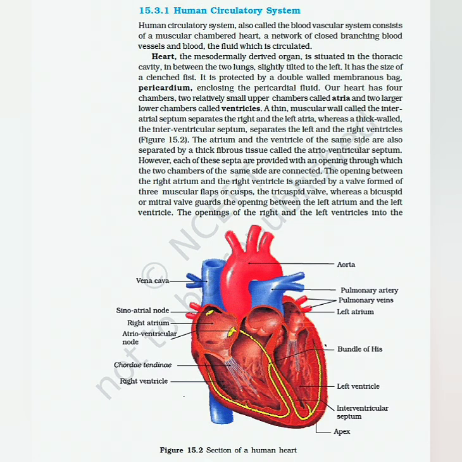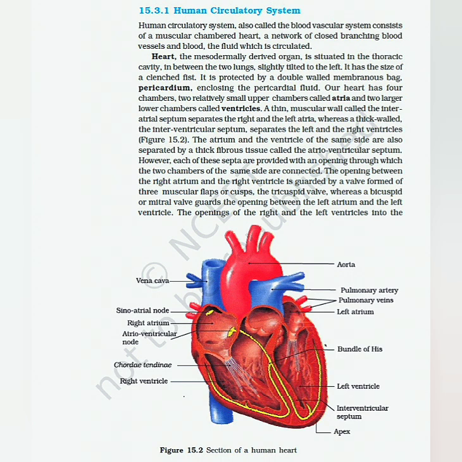Human circulatory system. The human circulatory system, also called the blood vascular system, consists of a muscular chambered heart, a network of closed branching blood vessels, and blood, the fluid which is circulated. The heart, a mesodermally derived organ, is situated in the thoracic cavity, in between the two lungs, slightly tilted to the left. It has the size of a clenched fist. It is protected by a double-walled membranous bag, the pericardium, enclosing the pericardial fluid.